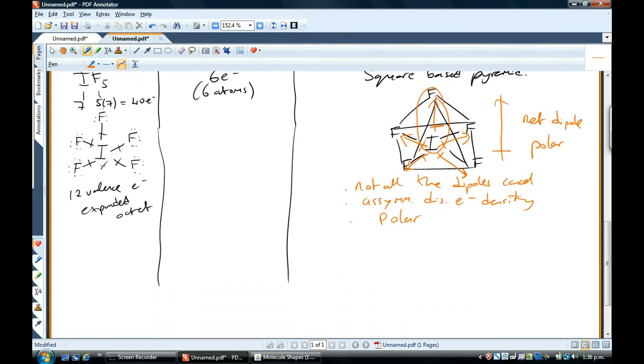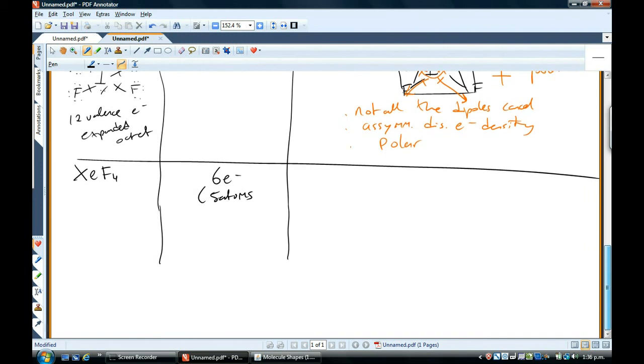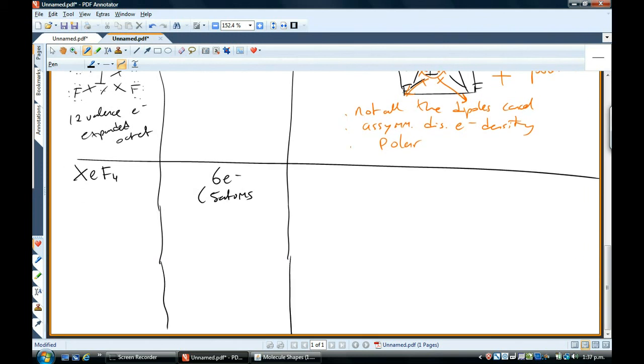So they like putting square-based pyramids on. And then the final shape we can have for 6 electron clouds with 5 atoms is the square planar situation. An example of this is xenon tetrafluoride. So xenon, although it's a noble gas, will form this compound. Xenon will have 8 valence electrons, and then fluorine will have 4 times 7, so that is 36 valence electrons.